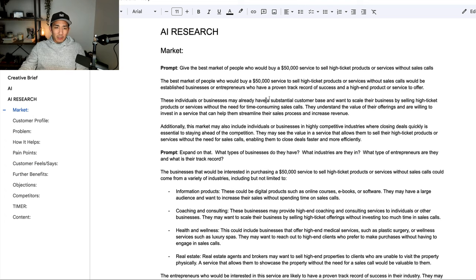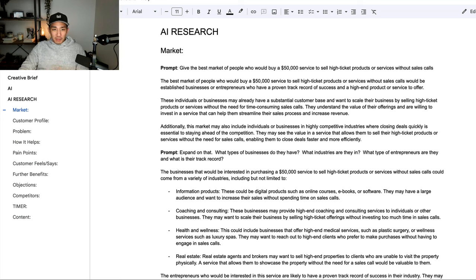So let's take a look at what's going on here. You can see on the left that I have different things that I'm looking for. So the market, the customer profile, problems, how this service helps, the pain points, the customer, what they're feeling and saying, and their emotions. The benefits, objections, competitors. TIMER stands for time, identity, money, energy, and reputation. And then also, I use it to come up with some content ideas for me. So I'm not going to go through all of this, but I just want to start to show you. I'm just scratching the surface, by the way. I just want to show you what I've been playing around with and the power of feeding it the right prompts and seeing what comes out.